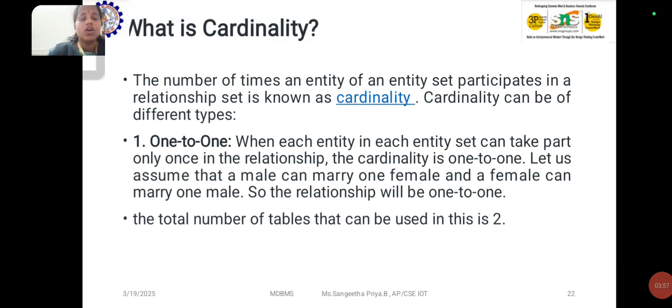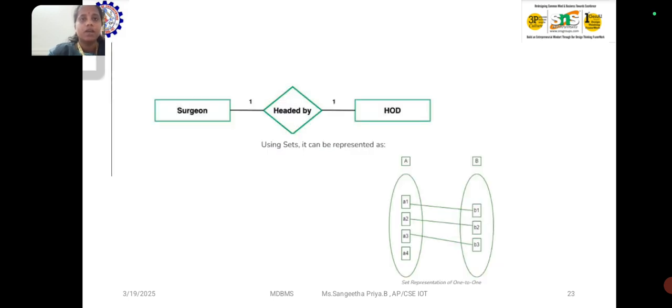The next one is cardinality. The number of times an entity of an entity set participates in a relationship is known as cardinality. The cardinality can be of different types. First, 1-to-1, where each entity can take part only once in the relationship. Let us assume that a male can marry one female and a female can marry one male. So the relationship will be 1-to-1. The total number of tables that can be used is 2. Another example is a department headed by the HOD: all the surgeons report to the head of the department, and that will be one.